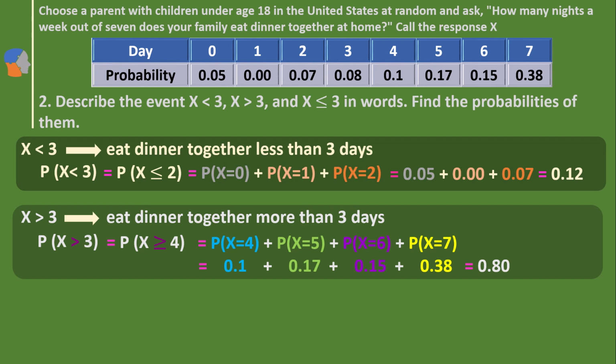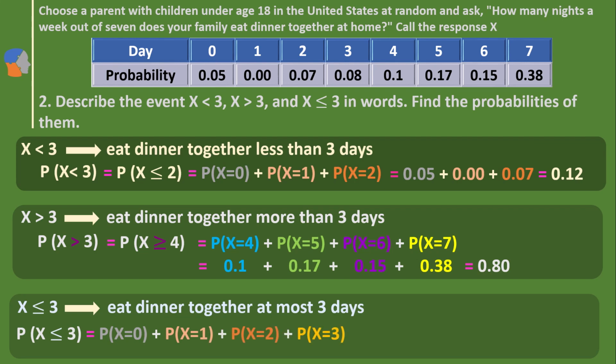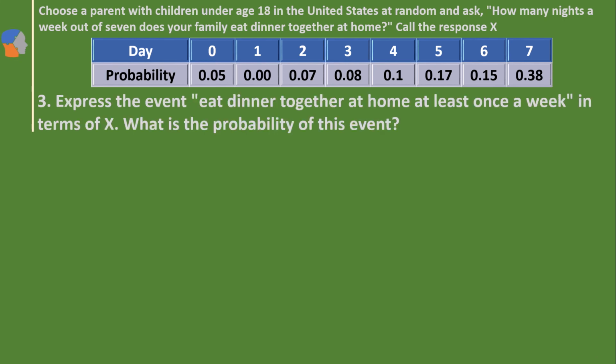The next one. x less than or equal to 3. How do we write this in words? It is eat dinner together at most 3 days. How do we find the probability? The probability of x less than or equal to 3 is the sum of the probabilities of the x values. Here the x values are 0, 1, 2, 3. We know the probabilities. Add them together. The answer is 0.2.